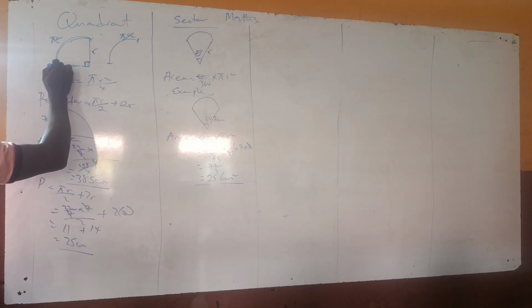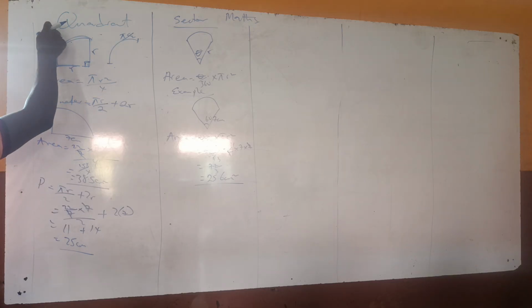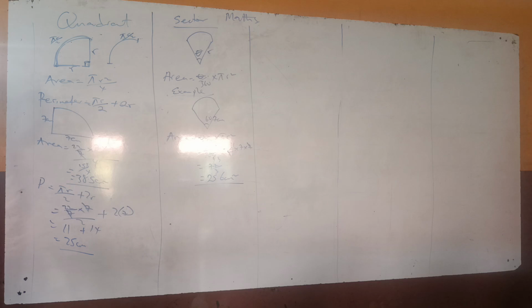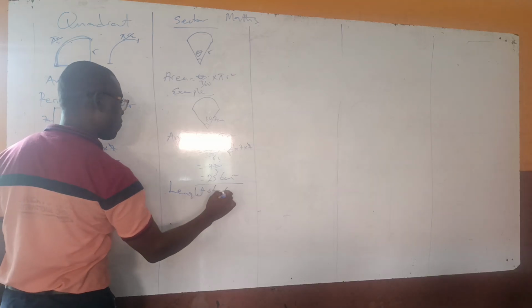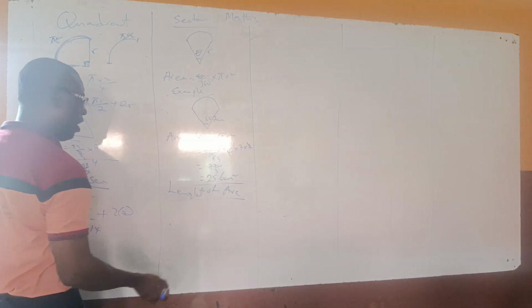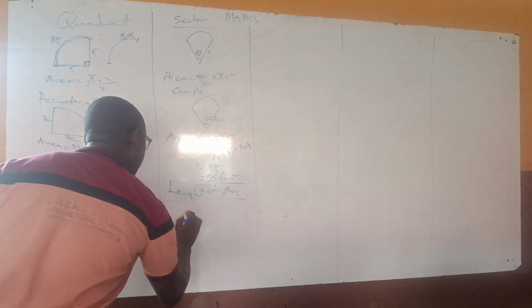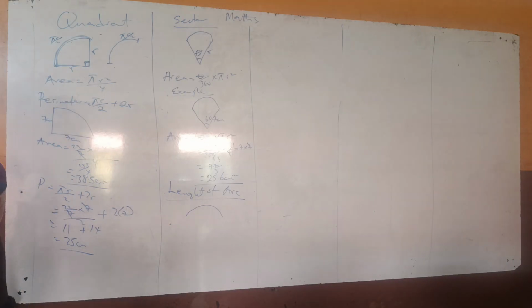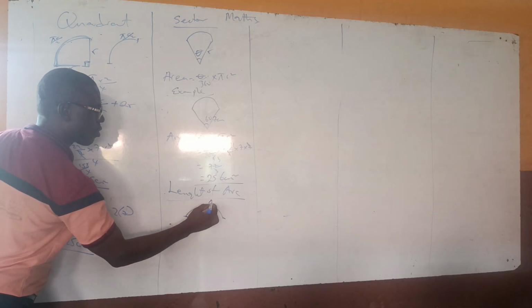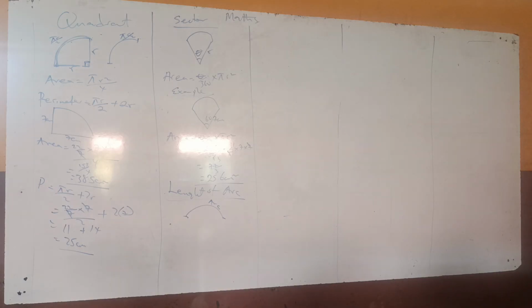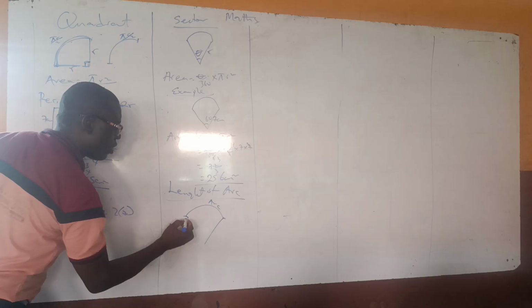Now, from here to here, I said it was pi r over 2, right? Yes. That's actually the length of arc. So the next is what? Length of arc. Length of arc is like this. Okay? That's the length of arc. That's an arc. Okay? So what's the length of the what? Of the arc? So we have the radius.